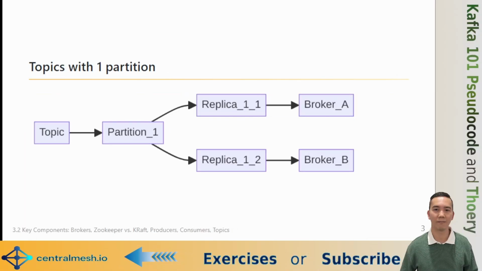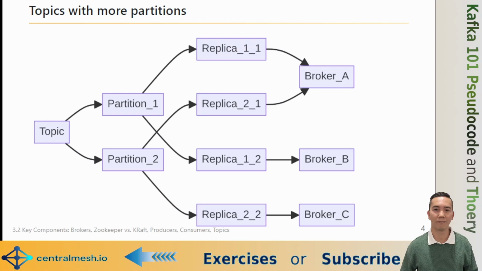Let's see how this works when we have a single partition. In this case, the topic has just one partition, which is then replicated. The partition 1 has two replicas. Replica 1.1 is stored on broker A, and replica 1.2 is stored on broker B. Replica 1.1 on broker A is the leader, handling all read and write operations. If broker A fails, replica 1.2 on broker B will take over as the new leader.